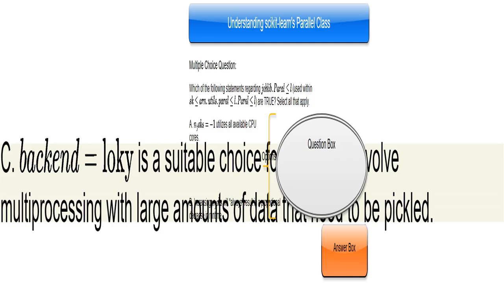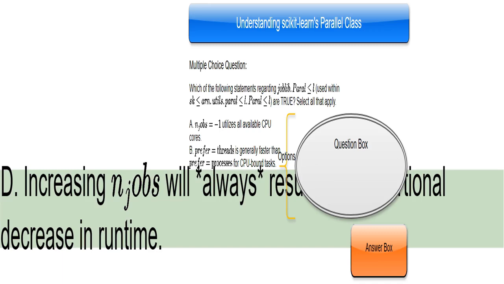Here, the focus is on different backends. Is one way to handle the parallelization. Pickling is a process of serializing data, which is essential when passing data between different processes. This option discusses the suitability of Loky when dealing with large datasets requiring pickling. This statement explores whether increasing n_jobs always leads to a direct and proportional speed increase. This is not always true in practice because there are overheads involved in managing parallel processes and communications.